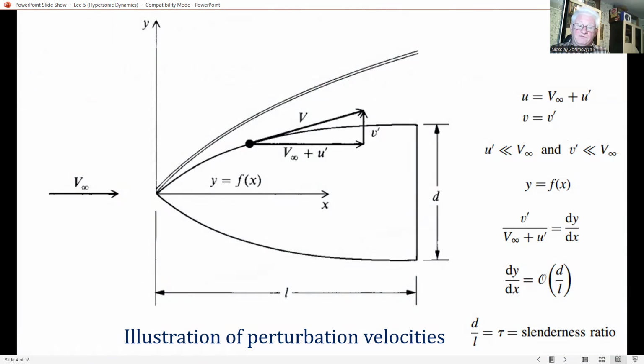Instead of using the flow velocity itself as a dependent variable, we will deal with the change in velocity relative to the free stream, namely the perturbation velocity. For example, consider the two-dimensional flow over the slender body shown in this slide. At any given point in the flow field, the velocity vector is V. This is resolved into x and y components, u and v in our case, respectively.